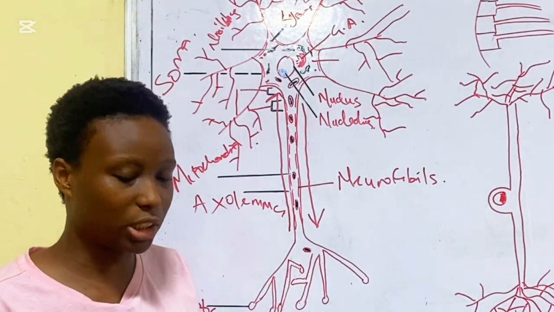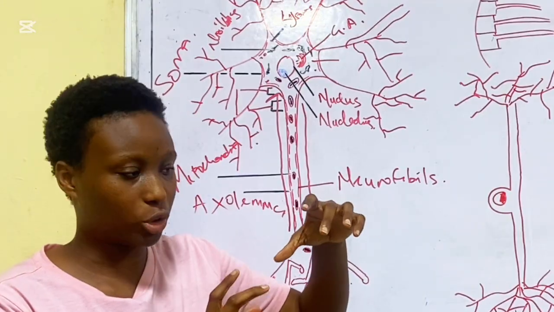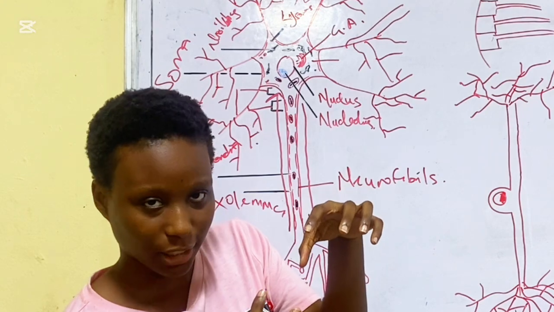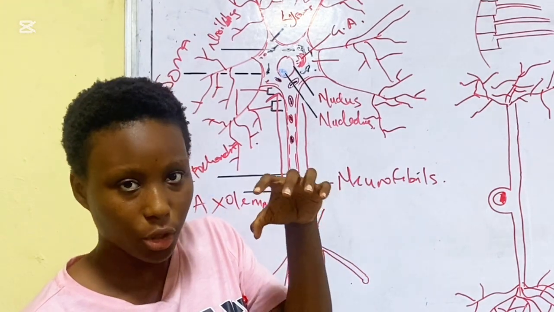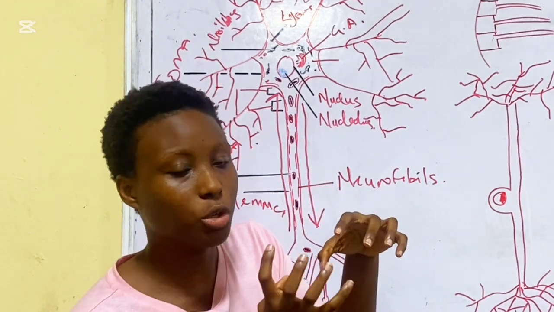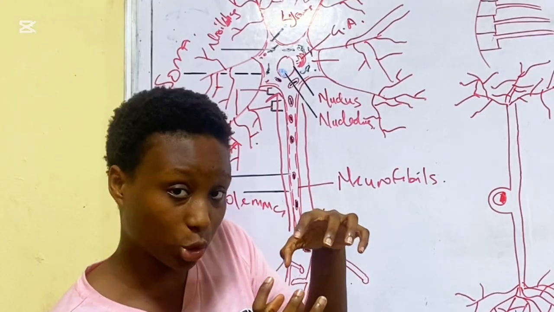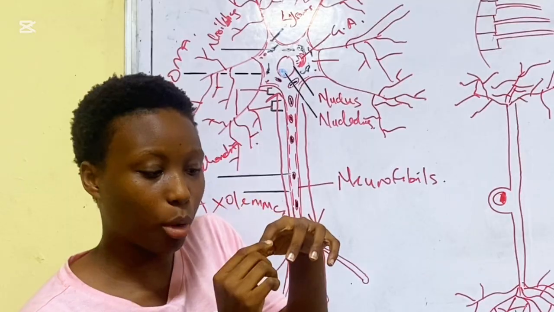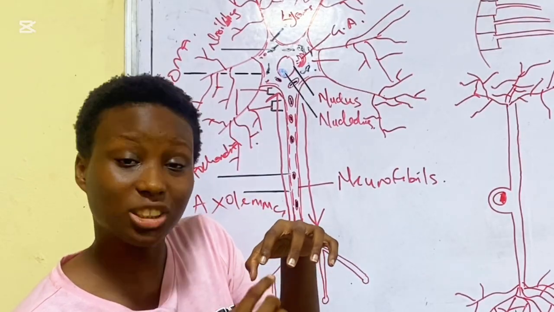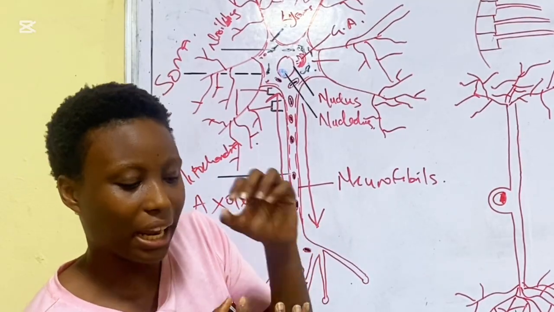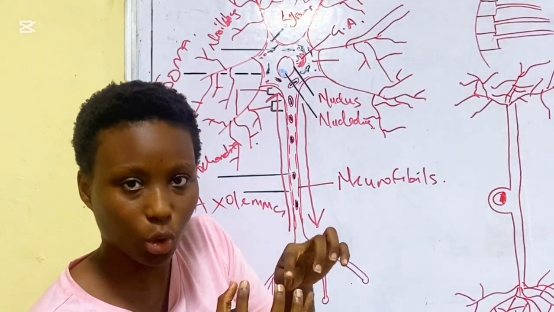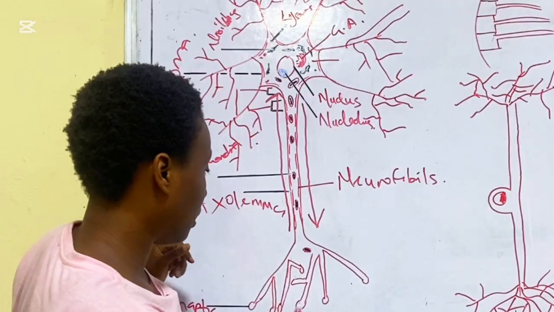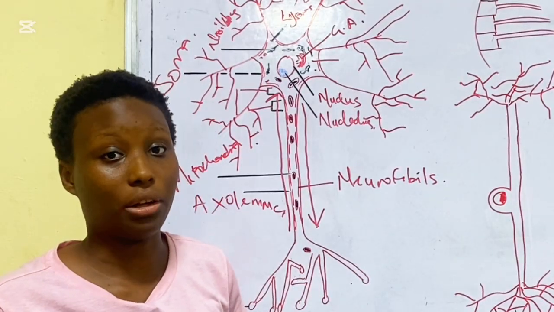Now, a synapse is the space between two neurons. This is the end of one axon, and this is the dendrite. This is the end of the axon of neuron A, and this is the dendrite of neuron B. The space between them, because neurons don't touch, is called a synapse. Now, these points are the synaptic terminal or the terminal bulb, and this is where neurotransmitters are released. And then this point contains the receptors to which the neurotransmitters will bind.